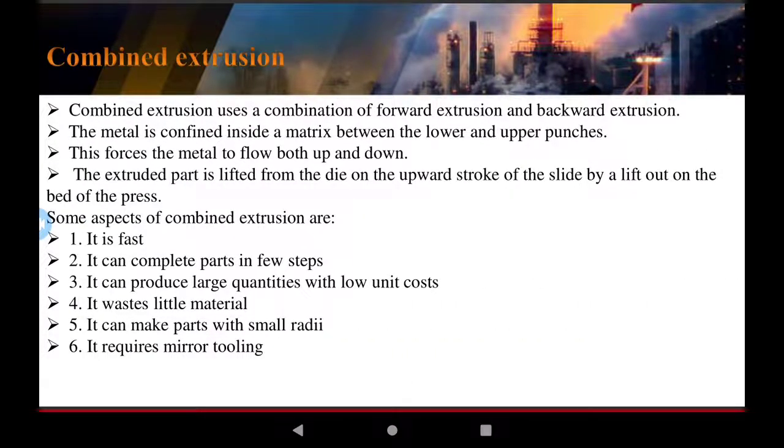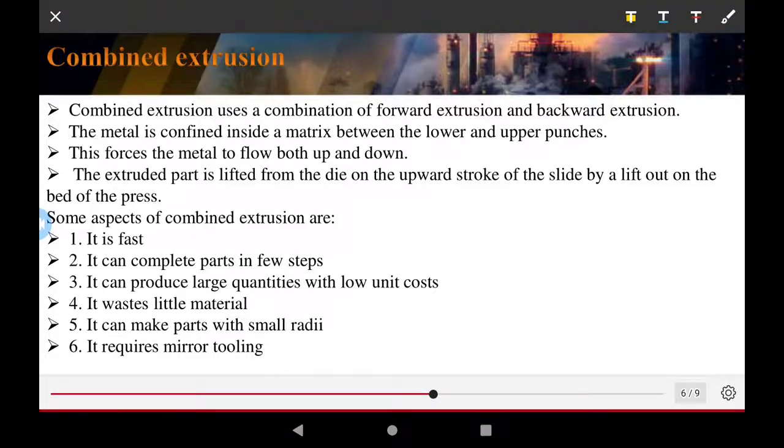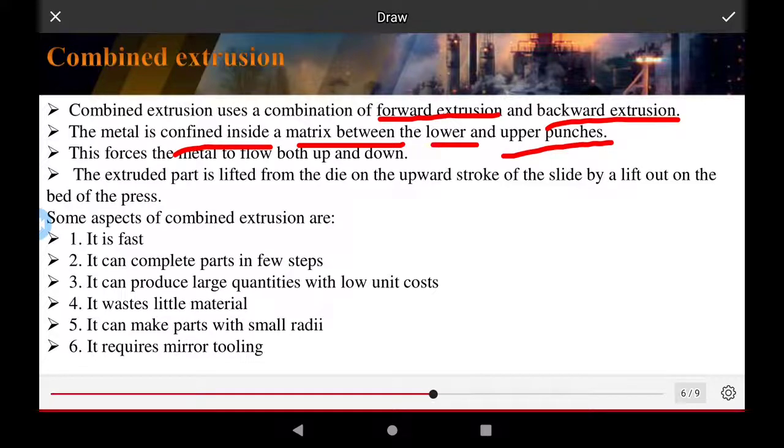Combined extrusion is a combination of forward extrusion and backward extrusion. The metal is confined inside the matrix between the lower and upper chambers, and the force makes the metal flow upward and downward. The extruded part fills the die on the backward stroke, slightly filling the bed of the process.